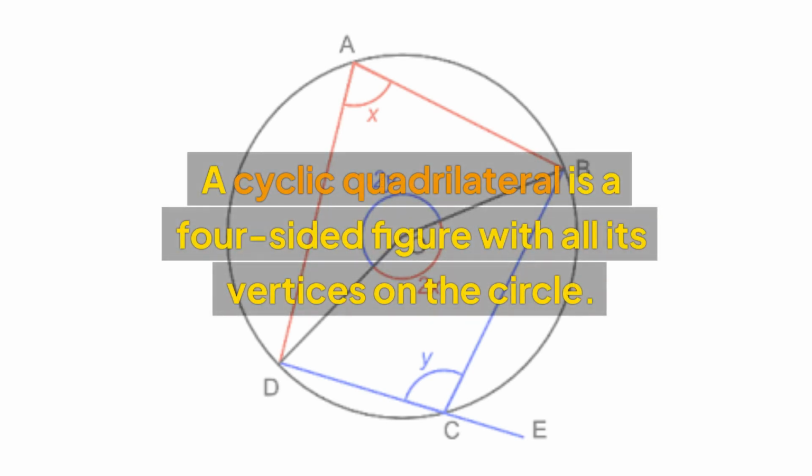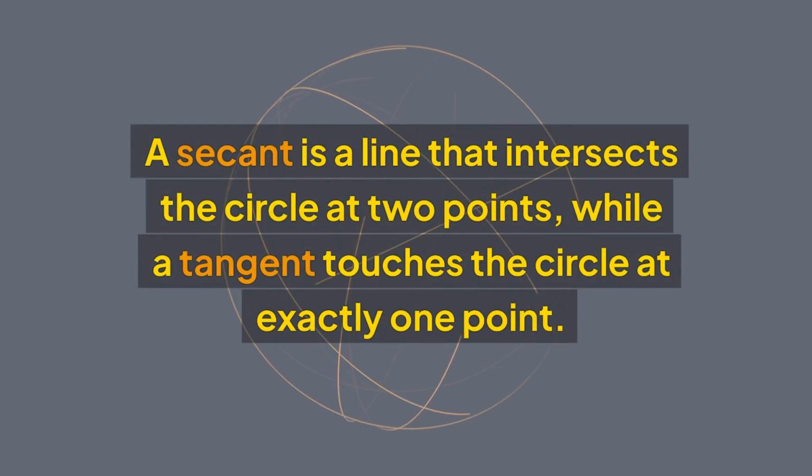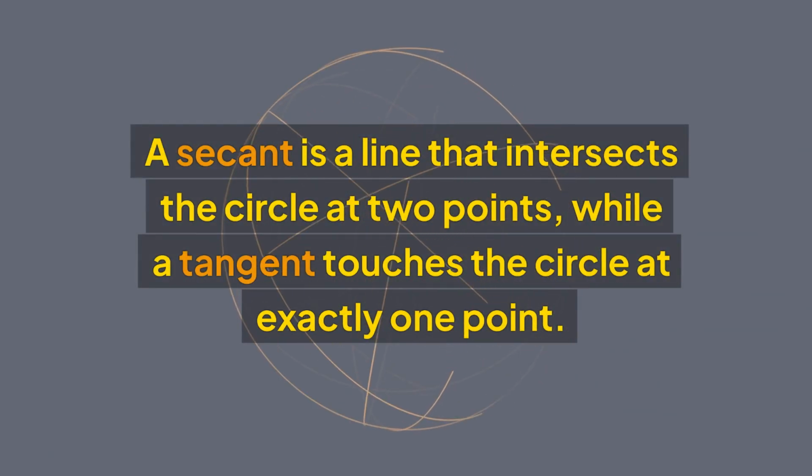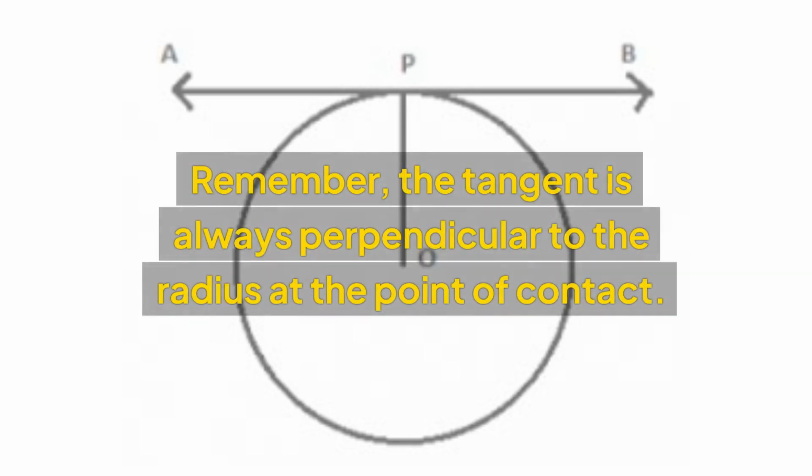A cyclic quadrilateral is a four-sided figure with all its vertices on the circle. Fact: the sum of opposite angles in a cyclic quadrilateral is always 180 degrees. A secant is a line that intersects the circle at 2 points, while a tangent touches the circle at exactly 1 point. Remember, the tangent is always perpendicular to the radius at the point of contact.